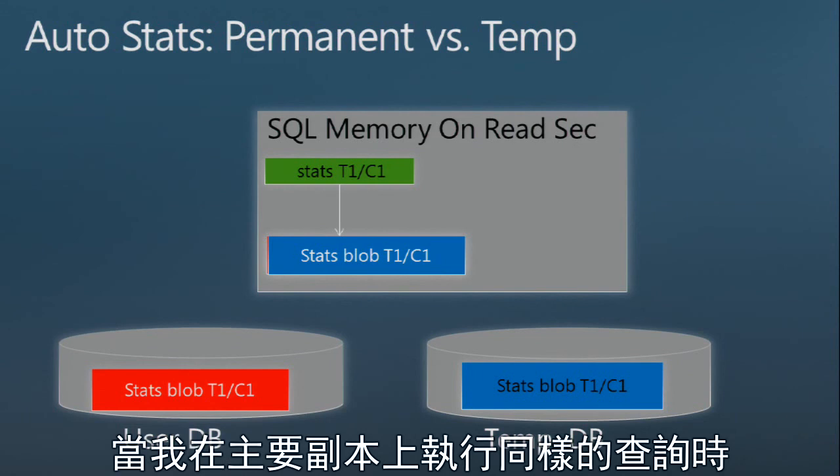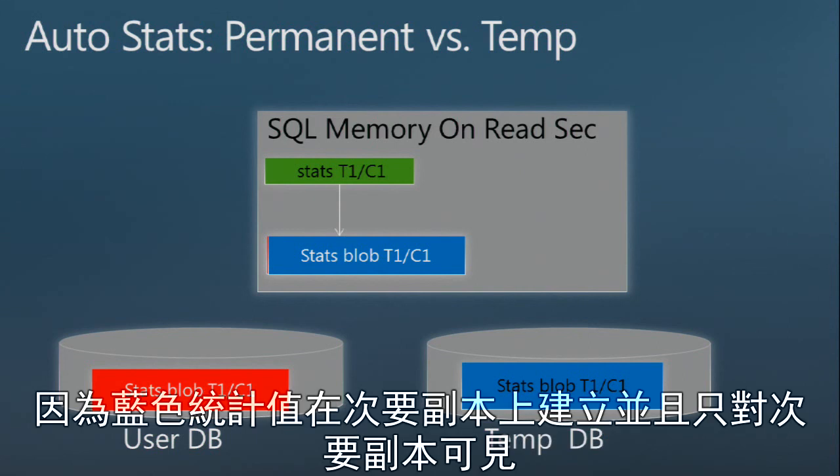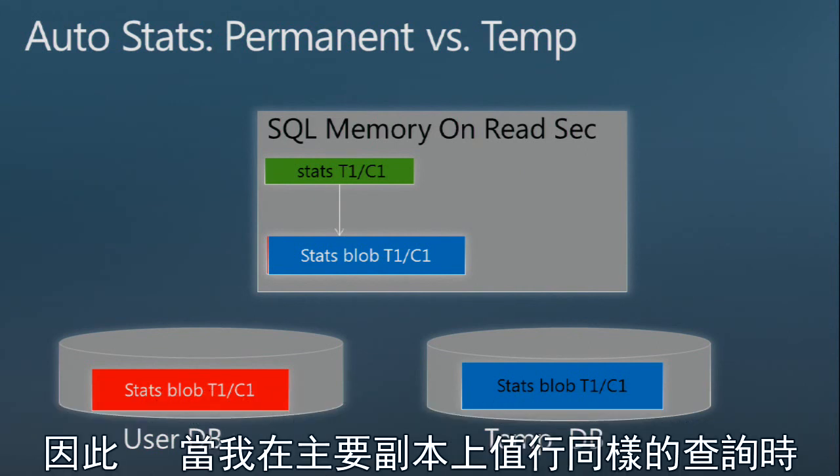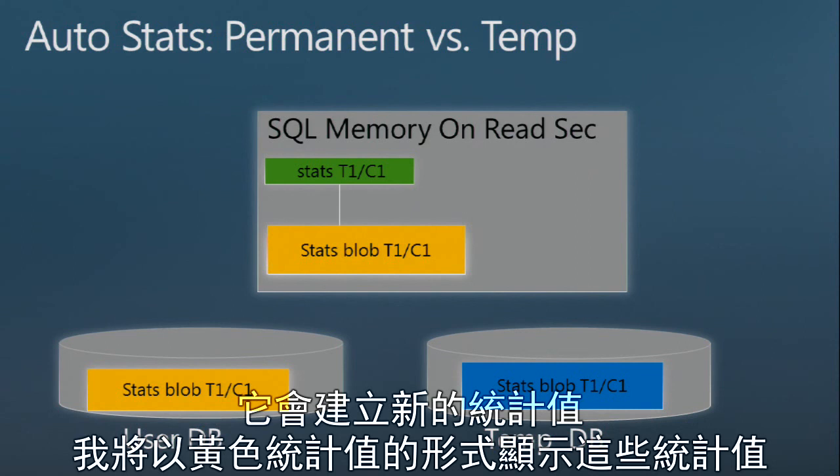Now let's say I run the same query on the primary. When I run the same query, the primary node only knows about the red stats. It does not know about the blue stat, because the blue stat was created on the secondary and is only visible to the secondary. So when I run the same query on the primary replica, it will create the new stats, and I'm showing that stat as the yellow stats.